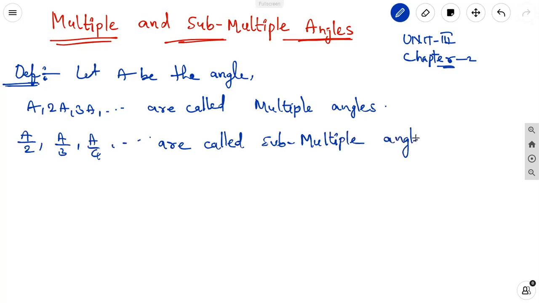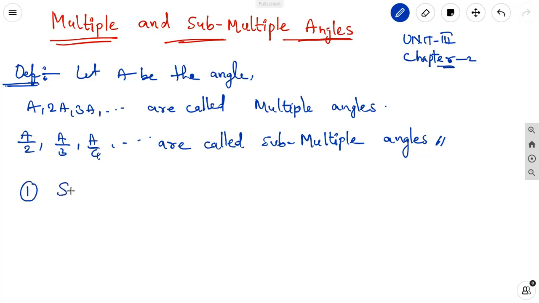Multiple angles means we can multiply. Submultiple angle means we divide with positive integers. Such types of angles are said to be the multiple and submultiple angles. In this, we can discuss some important formulas. If we remember those formulas, then it is easy to do the related problems.